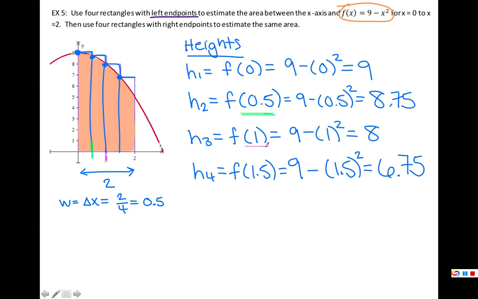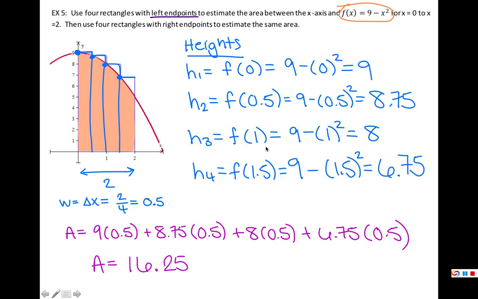And so now we're finding the area of 4 rectangles. So we can just take the base times the height, or the length times the width for each one, and then add them together. So in other words, I'm going to take 9 times a half, plus 8.75 times a half, plus 8 times a half, plus 6.75 times a half. I'm going to put all of this into my calculator, and I got 16.25. So again, this is just an estimate, and it's actually going to be an overestimate. We can see from the picture that the rectangles actually go outside of the region we're interested in. All right, but this is a good starting point.